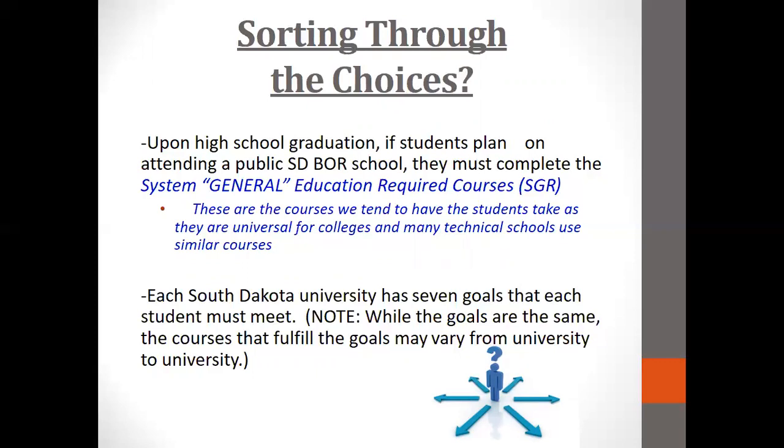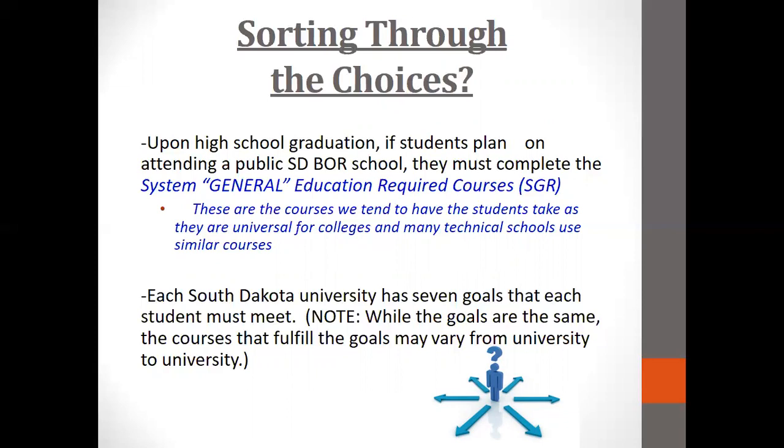Each South Dakota university has, it says here, 7 goals that each student must meet. Really, there's 6 of them. The 7th one is kind of already hit within the first 6, so I didn't even talk about the 7th one. Note, while these goals are the same, the courses that fulfill the goals may vary from university to university.